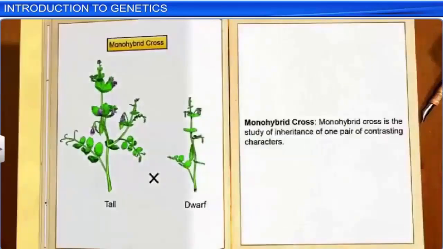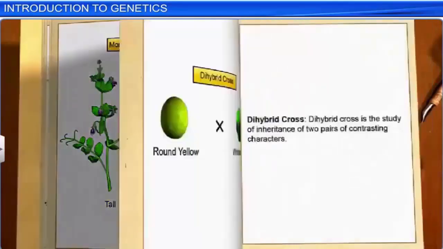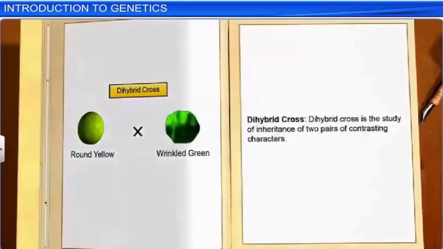The study of inheritance of one pair of contrasting characters is known as a monohybrid cross. For example, the study of inheritance of tall and dwarf plants, while the study of inheritance of two pairs of contrasting characters is known as a dihybrid cross. For example, the study of inheritance of round and yellow seeds and wrinkled and green seeds.